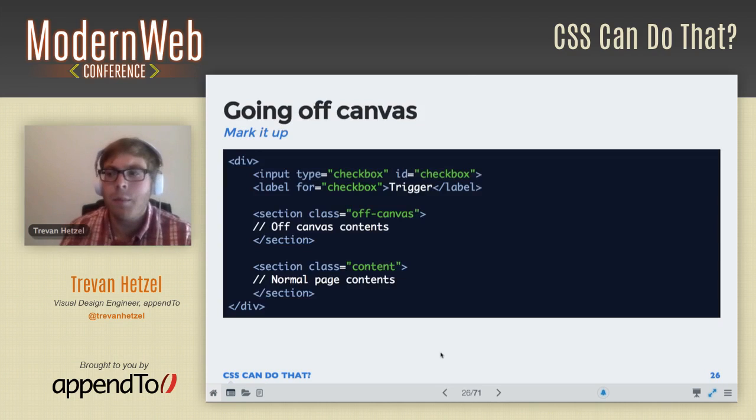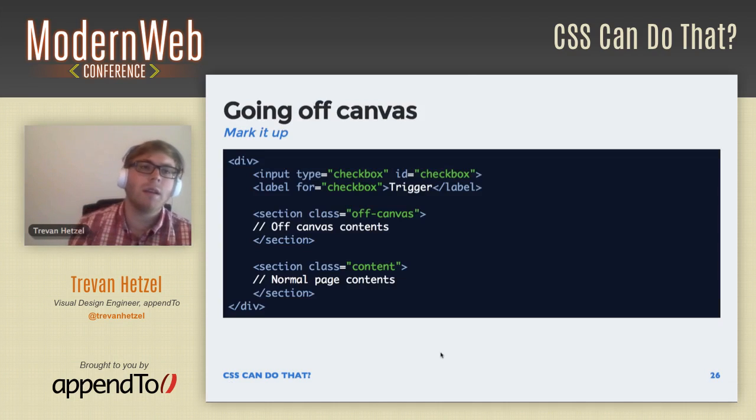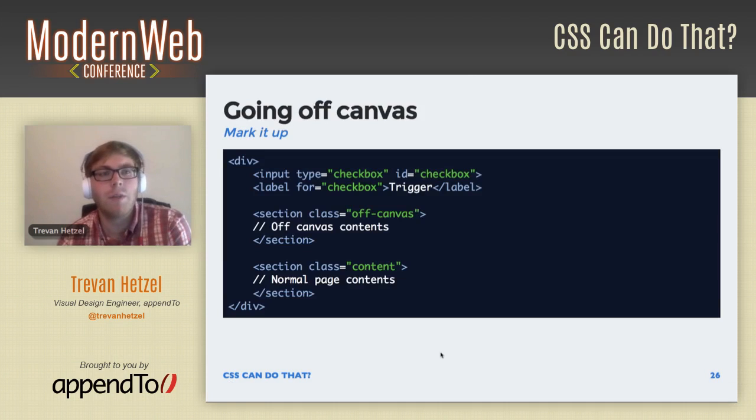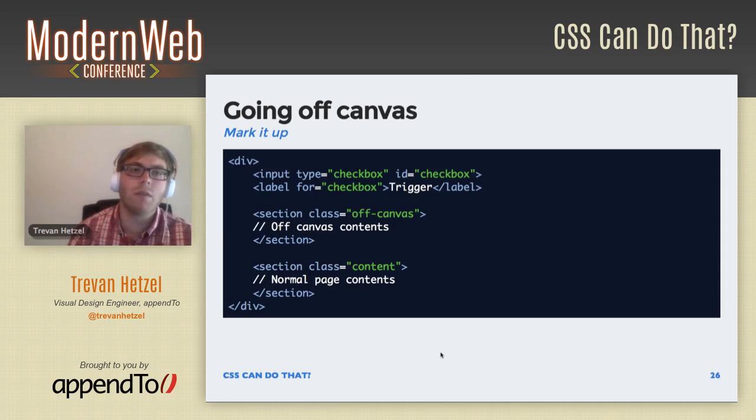Marking it up requires a containing element. For this particular example, I decided not to use a ton of class names, just so it's easier to see what elements are actually doing what. So right now we just have a containing div, and then an input type of checkbox with a corresponding label, and that label is going to be our trigger, obviously. I just put in the word trigger. And then we have an element after that that is the actual off canvas. That's where the stuff that is to slide over is going to live.